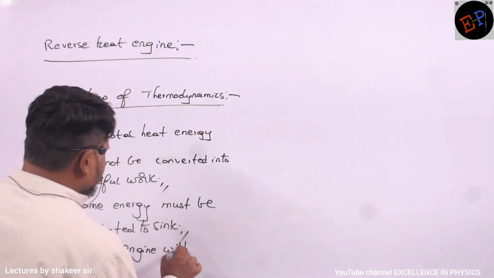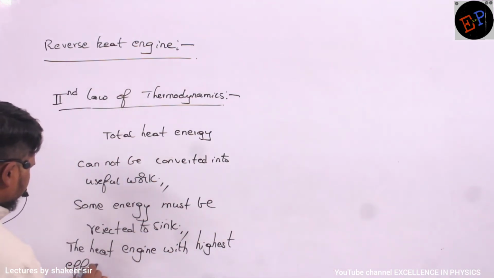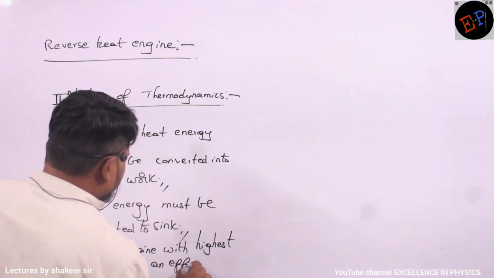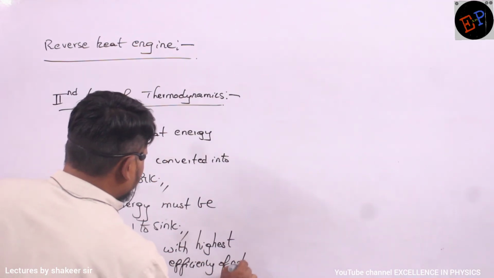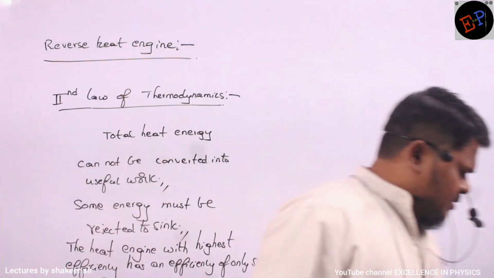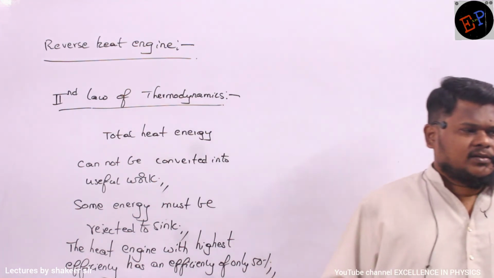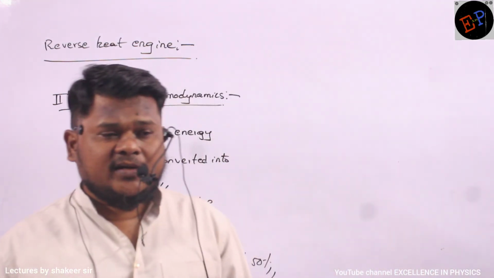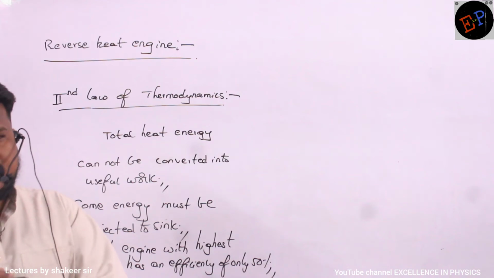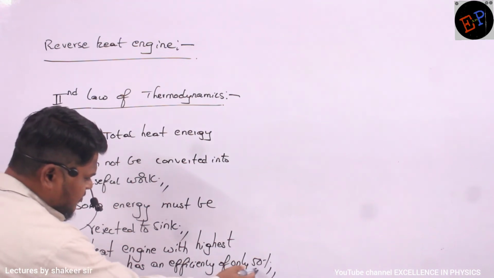The heat engine with the highest efficiency has an efficiency of only 50%. What is the meaning of this? A heat engine's efficiency cannot be 100%. If efficiency were 100%, the total heat energy would be converted into work. But the heat engine in the world with the highest efficiency has an efficiency of only 50%.